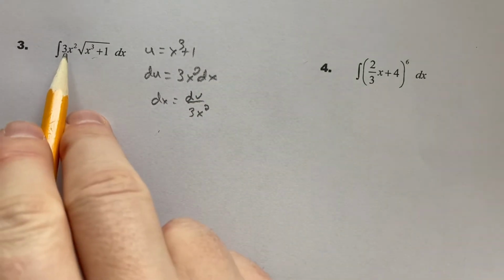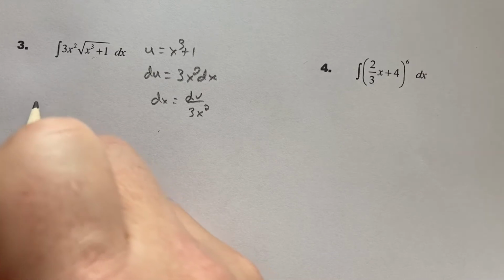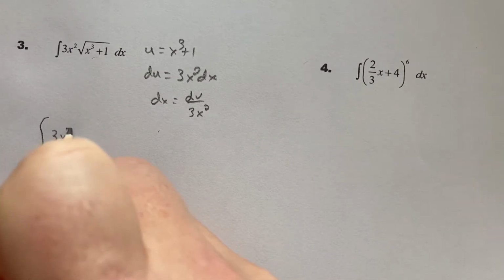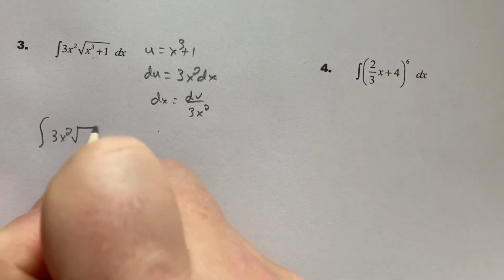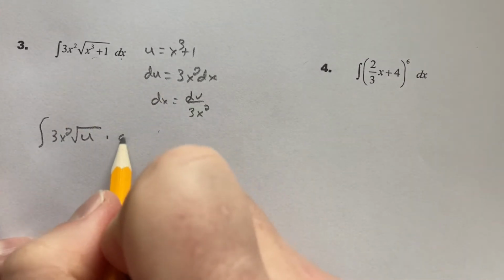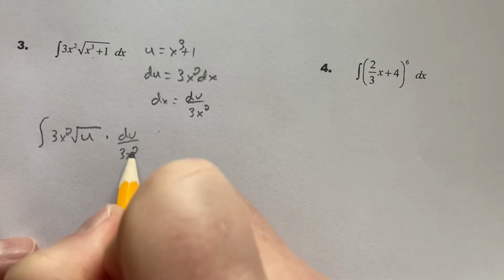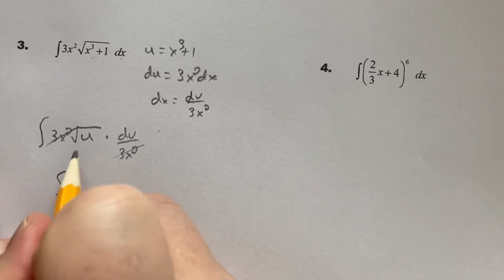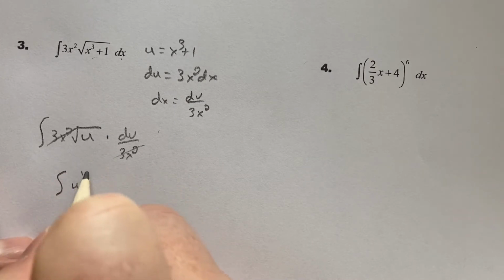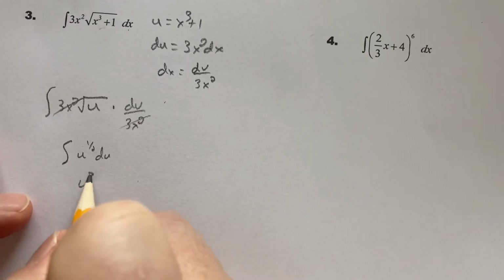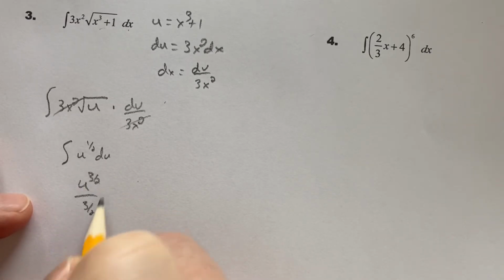So that 3x squared there, I'm happy it's there actually. At first it looks like it makes things complicated, but we need it there to make this transition. This is going to be square root of u now times dx, which is du over 3x squared. The 3x squareds cancel. So now I have the integral of u to the 1/2 du, which is going to integrate to u to the 3/2 over 3/2 plus c.